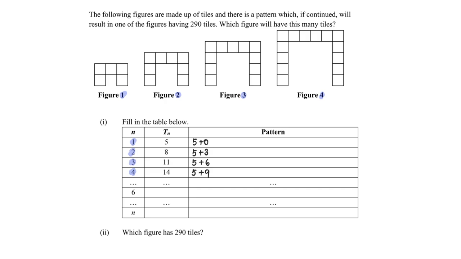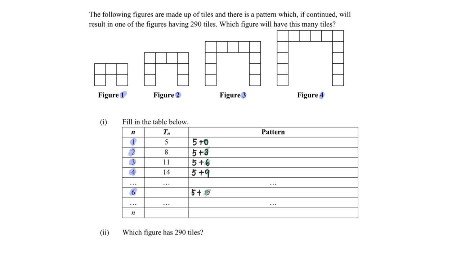And if I continue to zoom in, pattern number 6 could be written as 5 plus 3, 6, 9, 12, and 15. And now let's focus on the numbers here: 0, 3, 6, 9, 12 and 15.